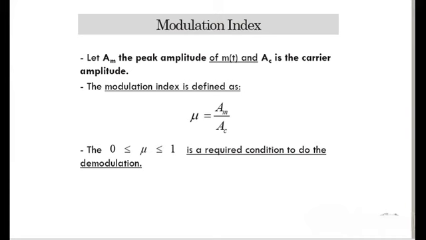The value is kept less than 1 to avoid distortion in the modulated signal, so we can demodulate and extract the modulating signal from the given data. ma equals Am divided by Ac, which is 0.5 equals Am divided by 50, so Am is equal to 25V.